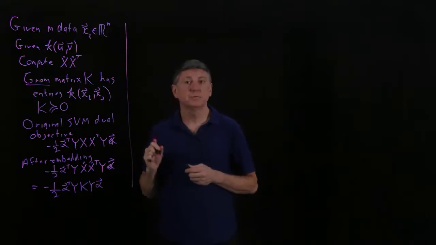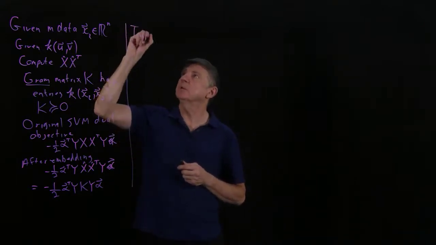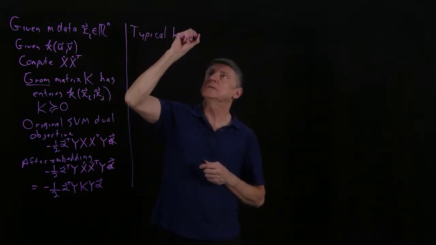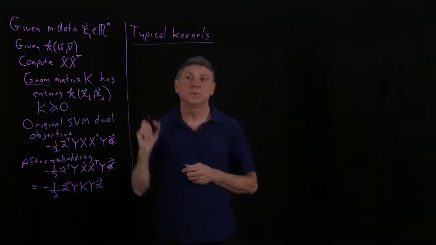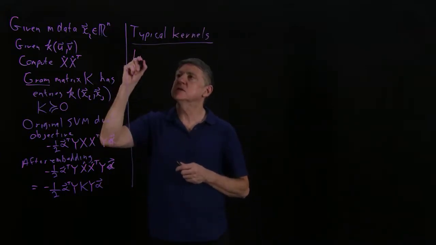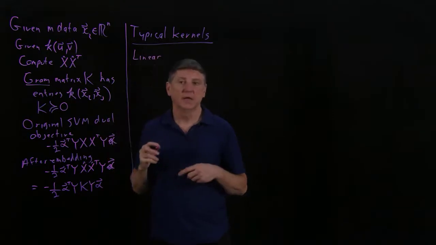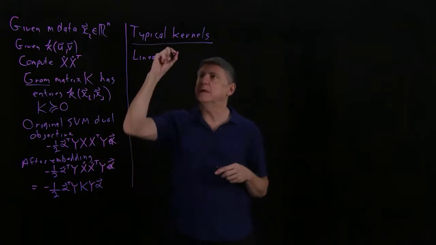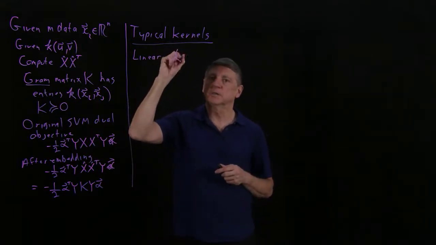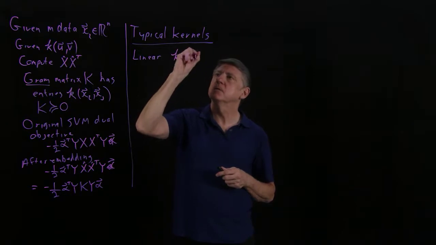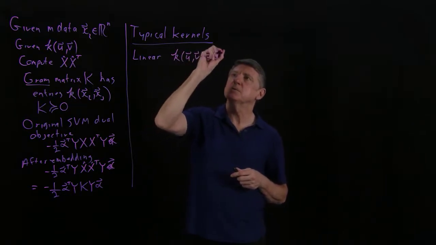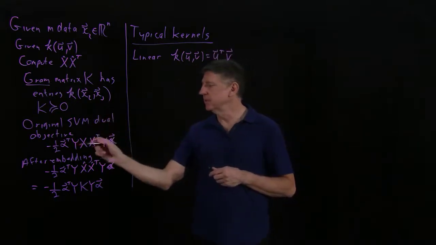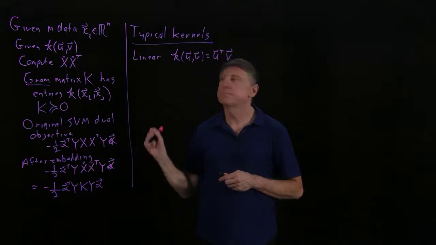What are some useful kernels? So these are typical. This is not a comprehensive list. These are kernels that in practice people have found to be useful. The first is the linear kernel, and the linear kernel doesn't change anything about the data. It doesn't actually do the embedding, and its kernel function is the transpose of the first vector times the second vector, and that produces the original X X transpose.